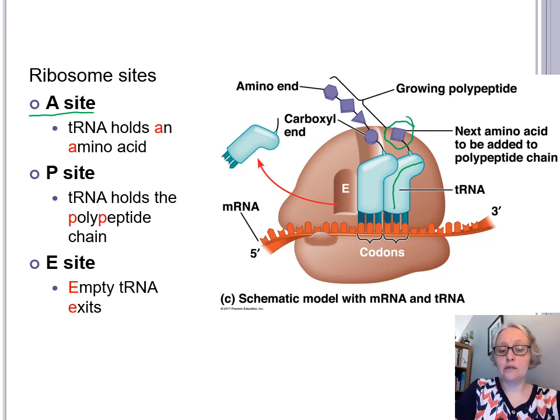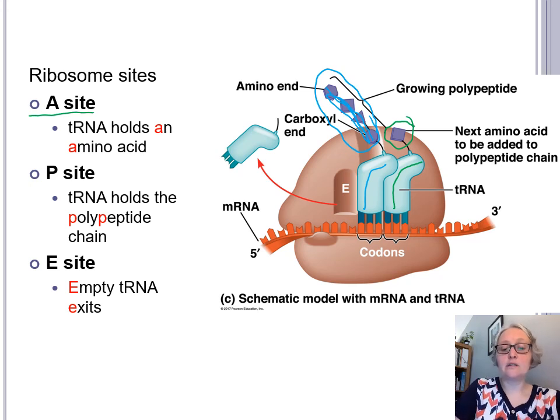In the P site, here in the center, you have a tRNA molecule holding on to a polypeptide chain. So use that P to help you remember what's going on here. Polypeptide. The tRNA molecule is holding on to that long growing protein chain, that polypeptide chain.